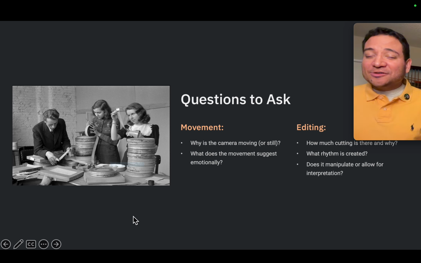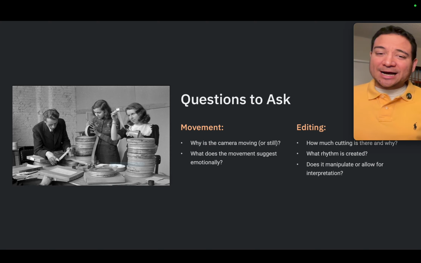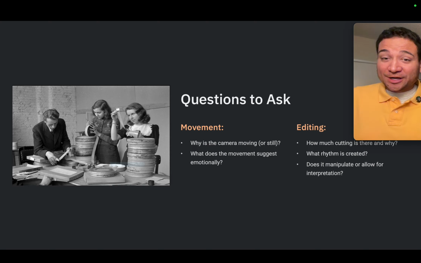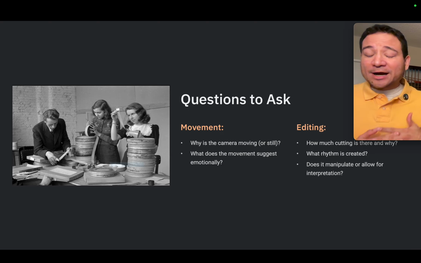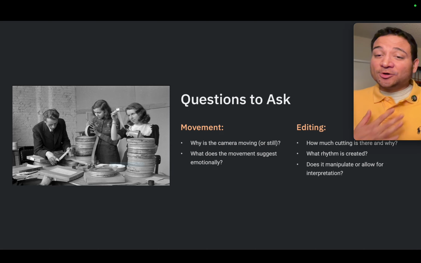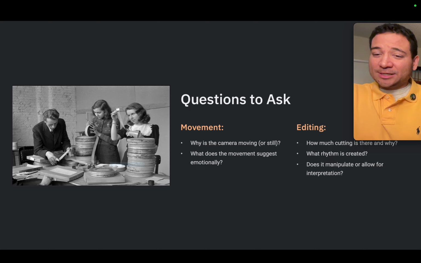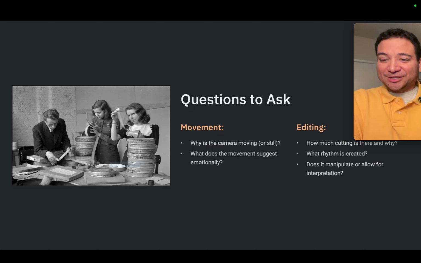And as you're watching film, and as you're going to see the next movie and you're considering how movement and editing work in conjunction with one another, in terms of movement, ask, okay, why is the camera moving in this instance? Or why is it still? What does this movement or lack of movement in this scene suggest emotionally? When it comes to editing, think about how much cutting there is, and why, and what rhythm is created. Does it manipulate or allow for interpretation?